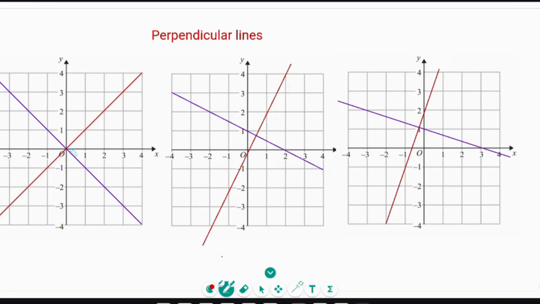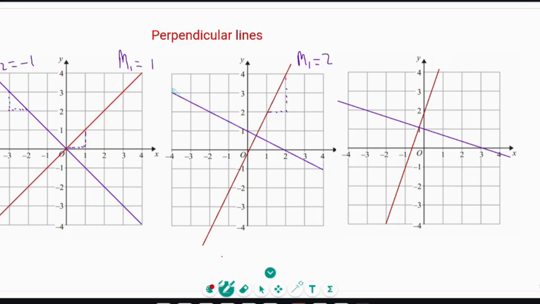Now let's investigate these gradients. The gradient of the red line, 1 divided by 1, is 1. The perpendicular has a negative gradient because it's going in the opposite direction. 1 divided by 1 is negative 1. So you can see always with the gradients, one is positive and one is negative. Let's get these gradients here. So height 2, base 1, 2 divided by 1 is 2.